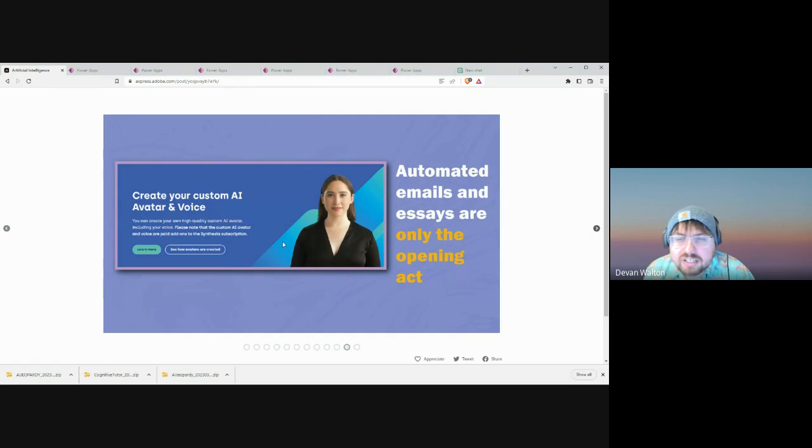And another thing to keep in mind, I guess, is that being able to automate essays and things like emails is really just the opening act of AI, right? This is AI still in a very nascent stage. We're still in the infancy of modern AI, and it's uncertain what will be coming next.